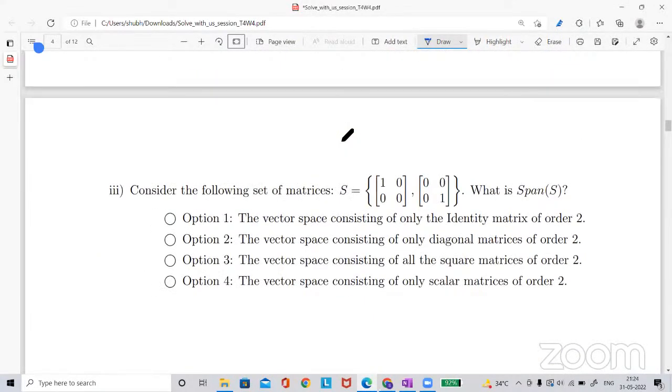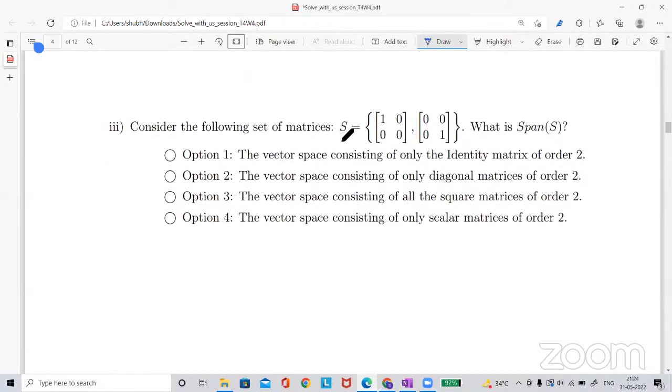Can I interrupt you once? Sure. I think you were discussing maximal linearly independent set and minimal spanning set, right? The thing in discussion was that if one condition is satisfied, then the other needs to be satisfied as well. If the set contains a maximal linearly independent set, then it will be the minimal spanning set. And vice versa will also happen.